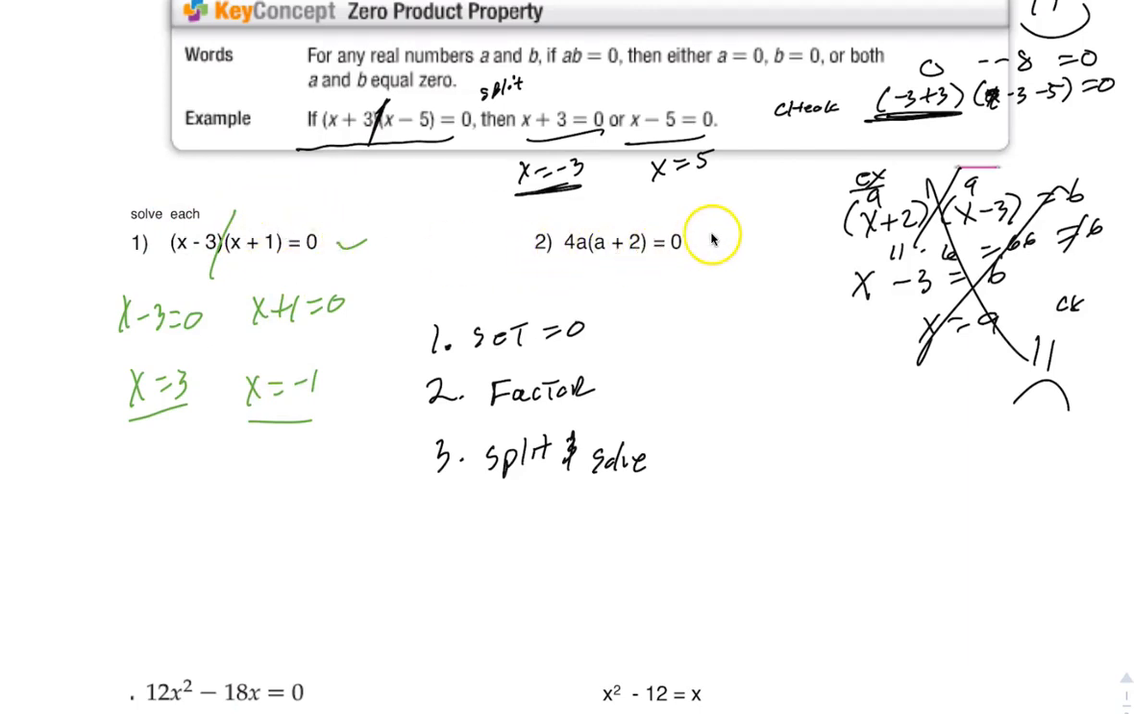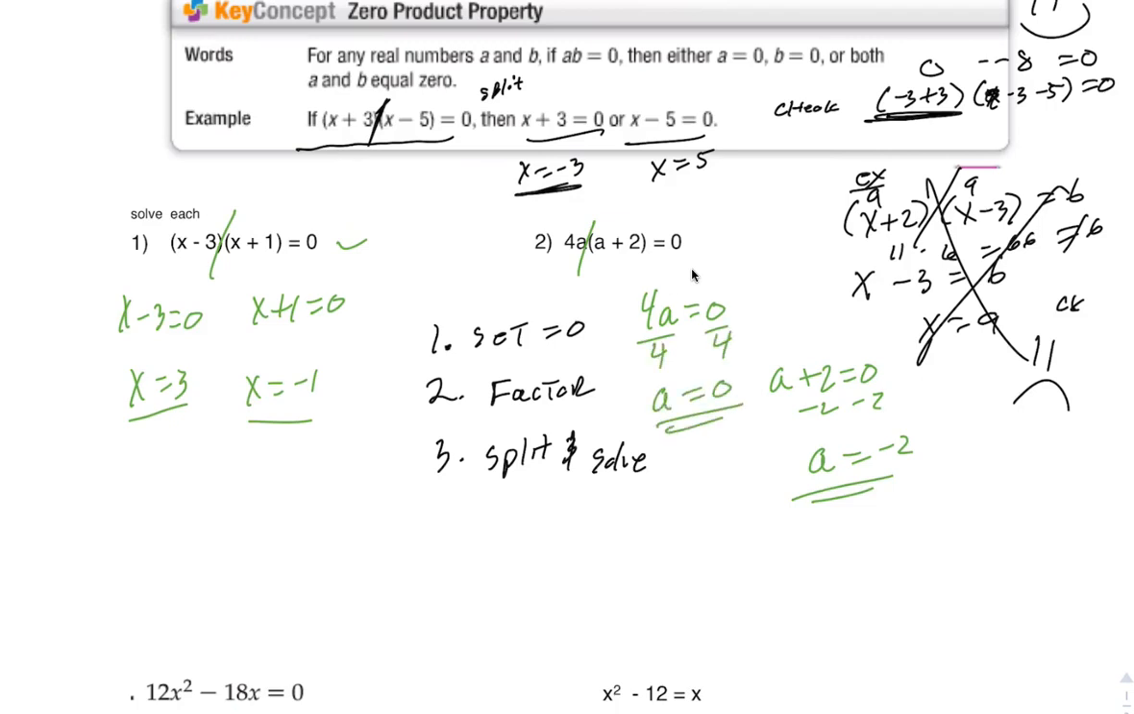So the next one here. First, set equal to 0, done. Then we want to factor. It's actually factored for us already. Let's split it and solve. 4a equals 0, and a plus 2 equals 0. I'll solve this one first. Subtract 2 from both sides. a equals -2. Over here, a lot of people freak out because they see 0. Doesn't matter. Still do the math. Divide by 4. a equals 0. 0 over anything is still 0. So I have two answers, 0 and -2. And again, if you want to check your work, plug it in. 0 times anything, 0.